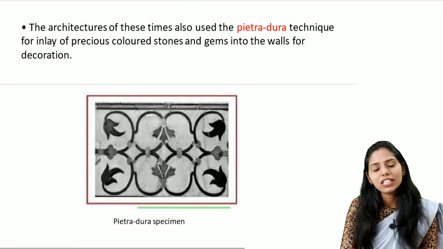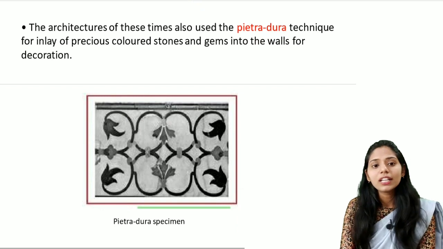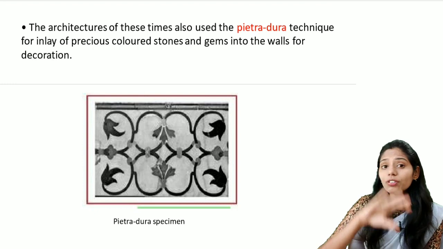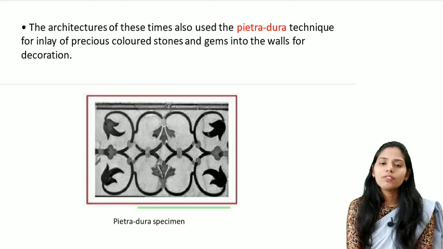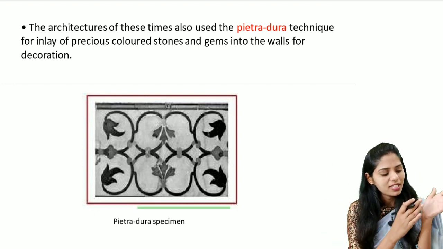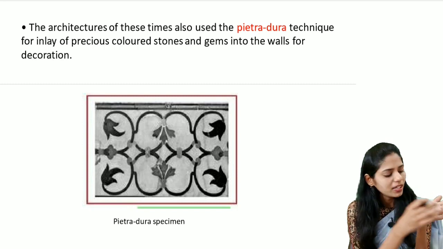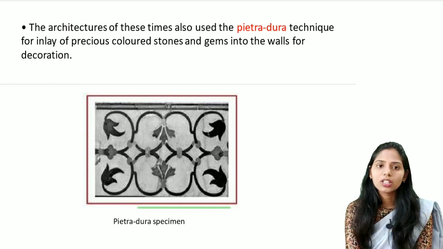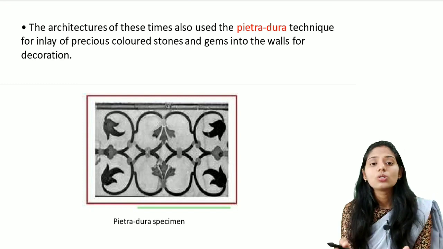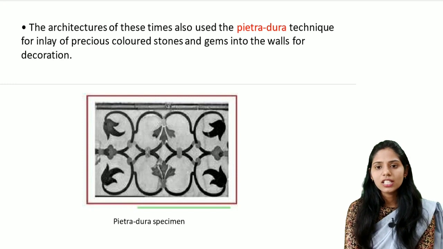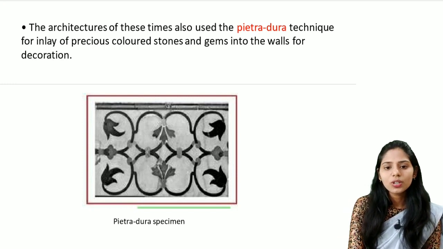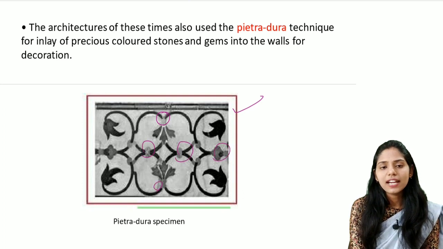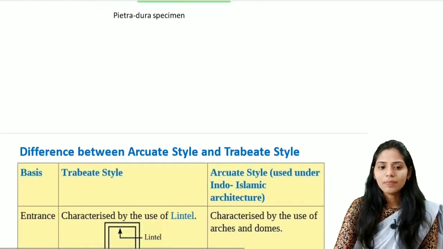And the next important feature is the pitadura. This pitadura technique is the inlay of precious colored stones and also gems onto the walls for decoration. So if there is any wall, and inside that wall there is a design or painting, and in that painting richly precious stones like gems and colored stones are attached, this type of decoration is called pitadura decoration. So here you can see in this diagram, there are precious stones arranged here. This kind of decoration is called pitadura.